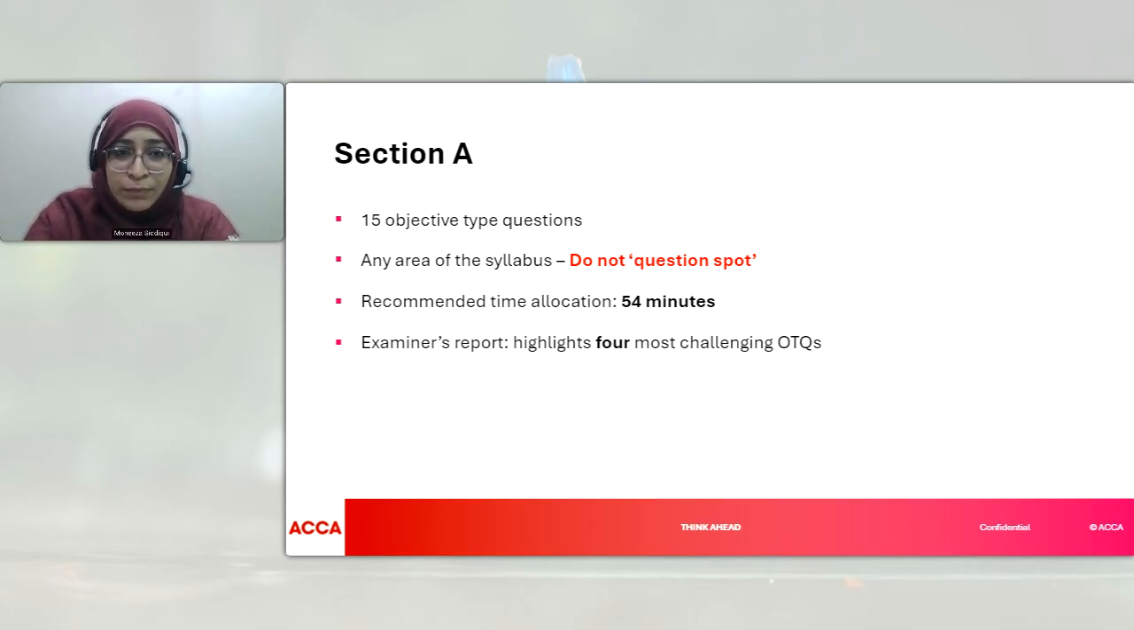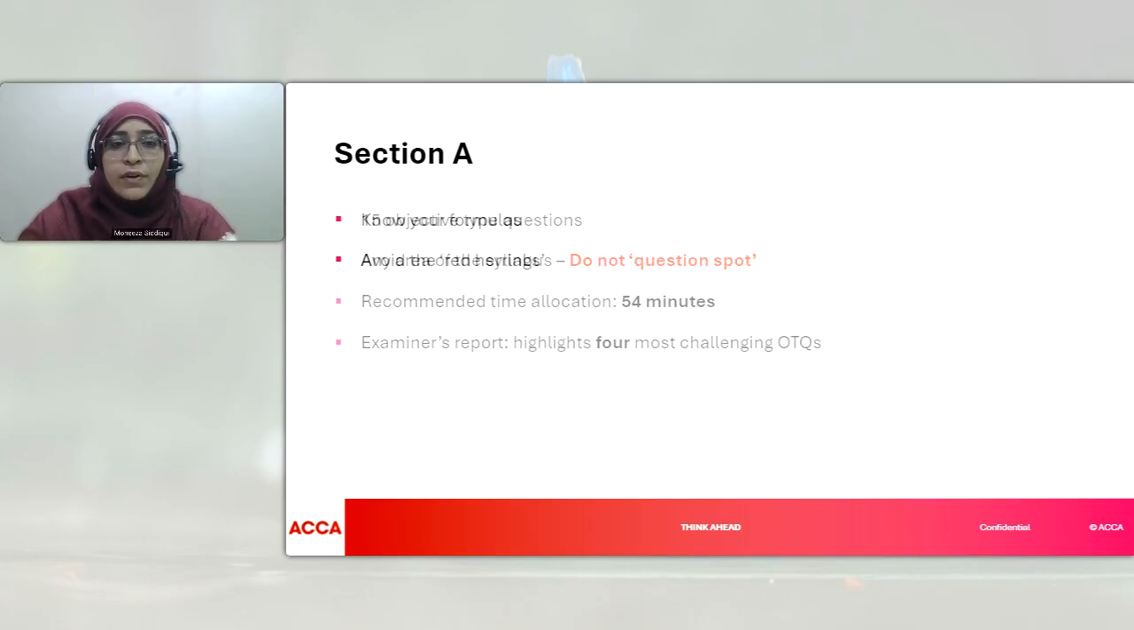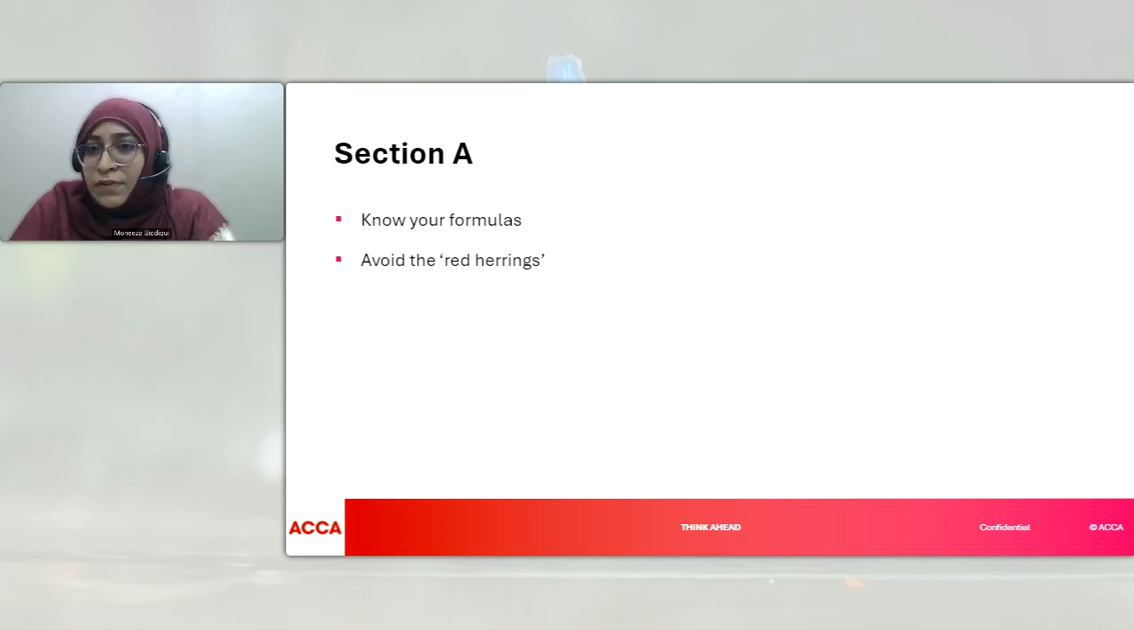So for example, if I move on to the next slide, here we go. The first reminder, the first preparation point that you need to keep in mind, is that you need to know your formulas. So in performance management, you do have formulas that will be asked, right? You'll have to calculate, for example, residual income, which is going to be the example that we're going to see.